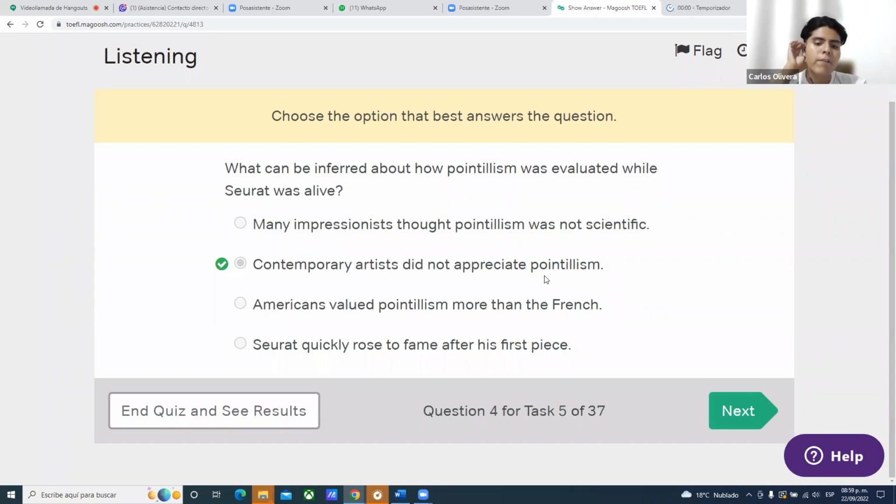And Seurat quickly rose to fame after his first piece. Again, nothing in the passage suggests this. And remember that inference must always be done by following the information you have, right? Not by your own opinion or external information, but always applying the information that the context and the lecture have given you. The lecture has told you that people in his time did not like his art, but nothing tells you if he was famous or not right after he published his first piece. Nothing in the lecture is discussing that particular point. Therefore, this cannot be an inference, right? Because you have to infer from the information you have and not something external or what you consider to be logical. Okay. Number 5.